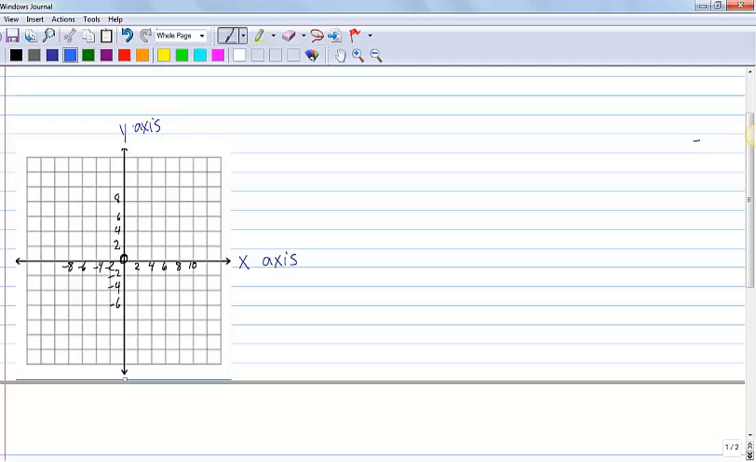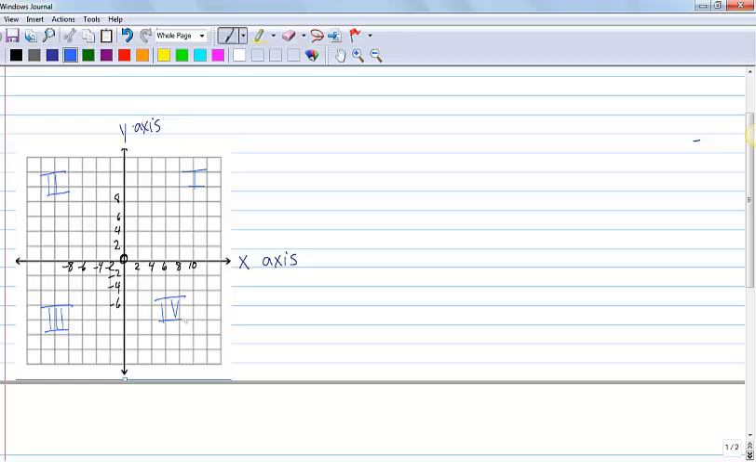Now each quadrant we give a number, right? So we know which to refer to. It goes counterclockwise, starting in the positive quadrant. So this would be quadrant 1, right? And then we're into quadrant 2, quadrant 3, quadrant 4.